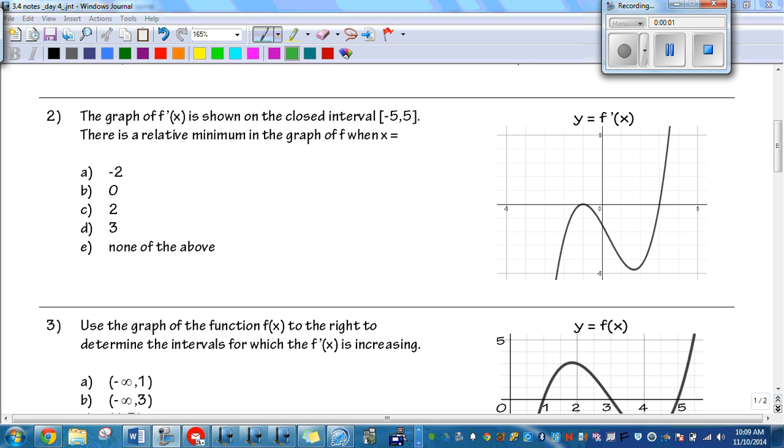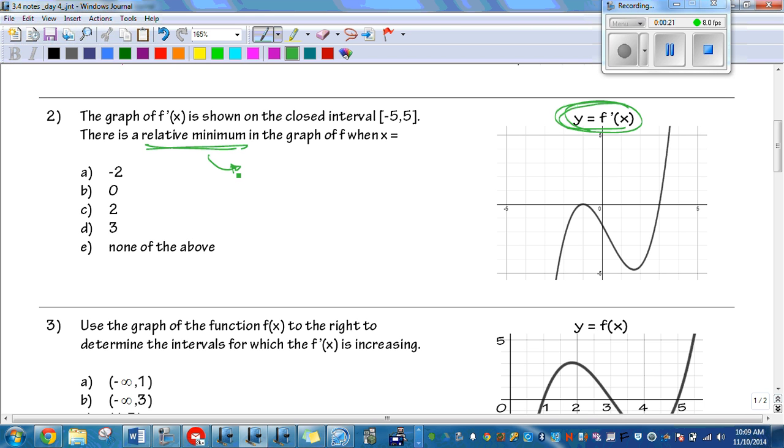Again, with number 2, we're given the graph of the derivative of f of x. So we need to keep that in mind. We're trying to find out where there's a relative minimum. So before we look at the graph and try to figure it out, first let's think about what we know about relative minimums. How do we know when a function has a relative minimum?